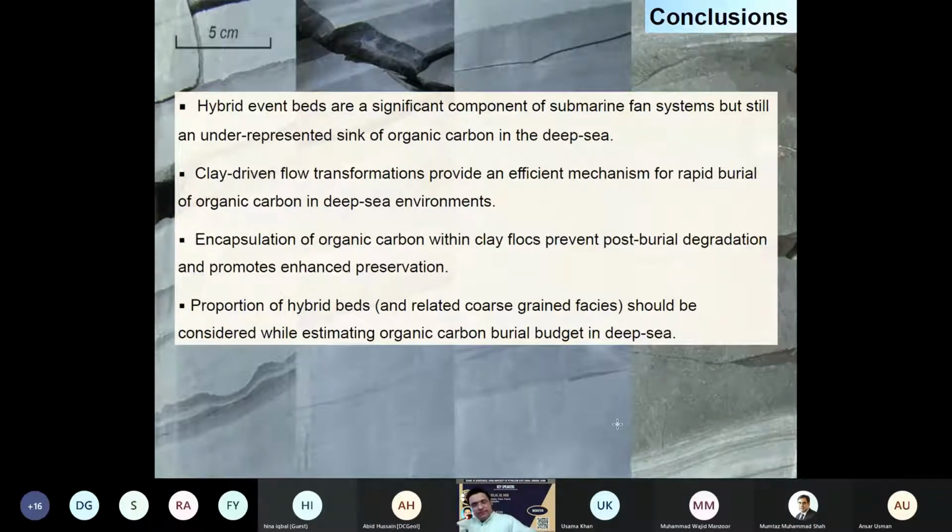Just a short conclusion. Hybrid event beds are a significant component of submarine fan systems, but still a very underrepresented sink of organic carbon in the deep sea. Clay-driven flow transformation provides an efficient mechanism for rapid burial of organic carbon in the deep sea environment, and clay can also encapsulate significant quantities of organic matter and provide post-burial protection. The main takeaway is that the proportion of hybrid event beds in deep water systems should be considered while estimating global carbon burial budgets in deep sea fan systems.